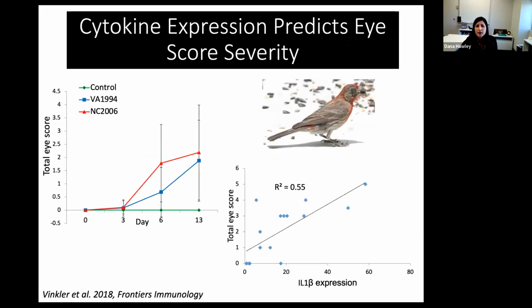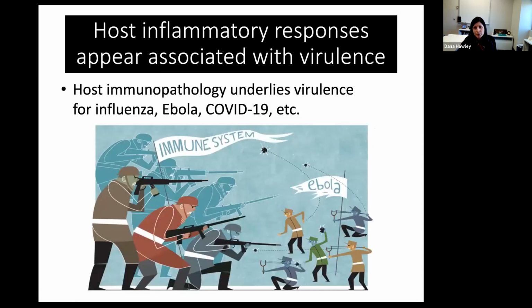We also found that among individuals, variation in the degree of conjunctival swelling at the time they were destructively sampled correlated quite strongly with their IL-1 beta expression in that tissue. Now that is not a causative relationship, of course. We need to develop CRISPR technology to be able to do that. But it's suggestive of the fact that at least virulence in the system is correlated with host immune responses.